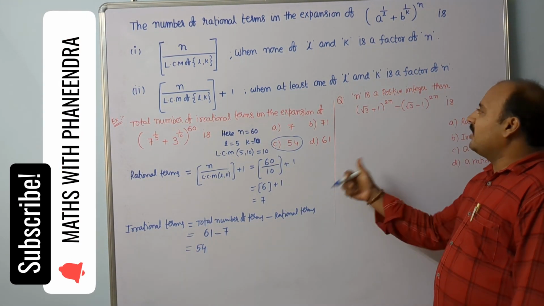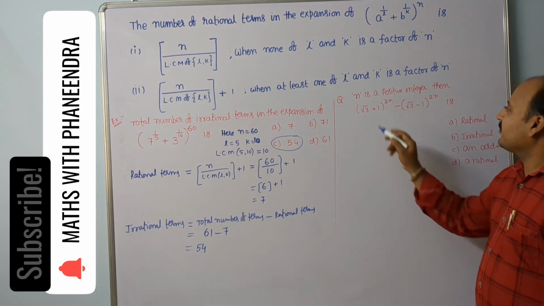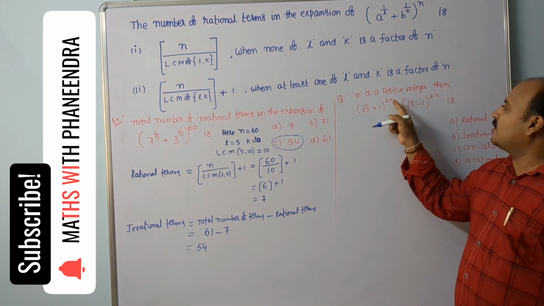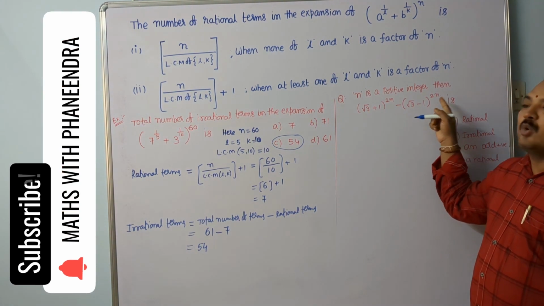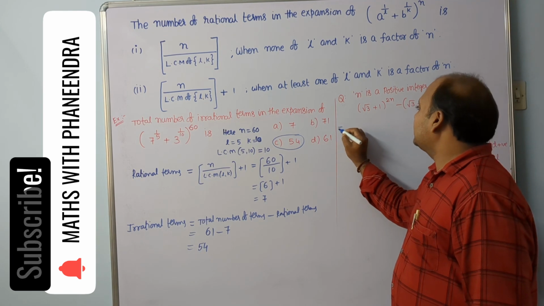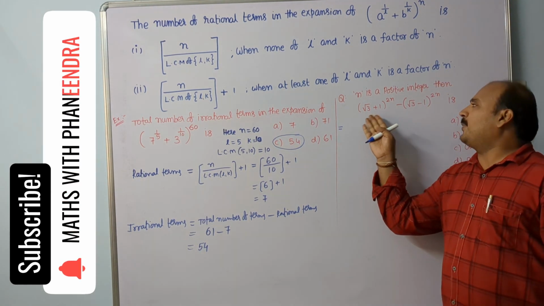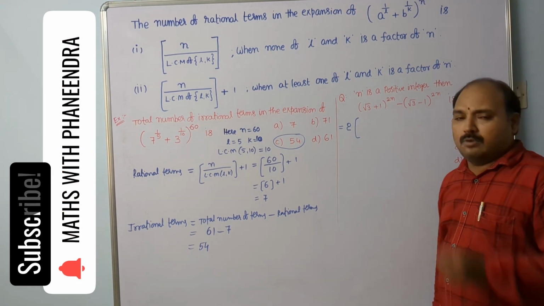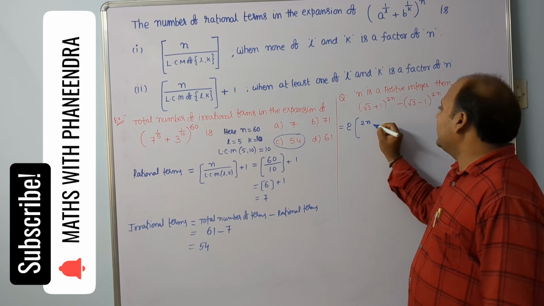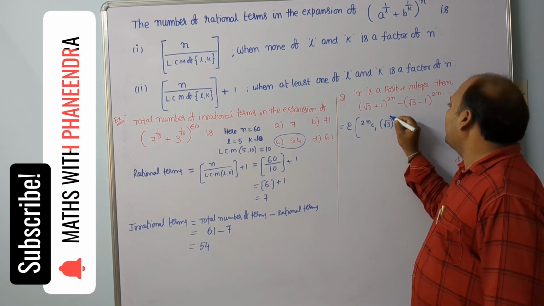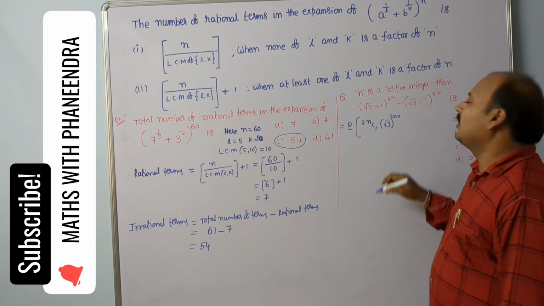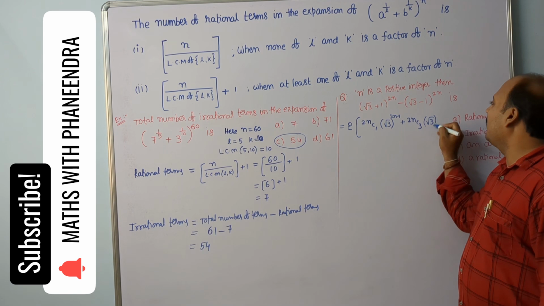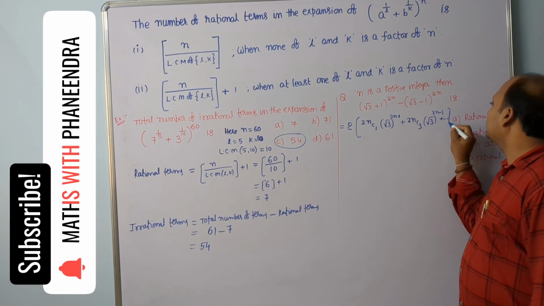I hope everyone understands. We'll go on to another question, the last question. N is a positive integer, then (root 3 plus 1) whole power 2n minus (root 3 minus 1) whole power 2n. We can express it as (a plus b) whole power 2n minus (a minus b) whole power 2n, which is 2 times of 2n C1 root 3 whole power 2n minus 1, like this, dear students, plus 2n C3 root 3 whole power 2n minus 3, plus and so on.